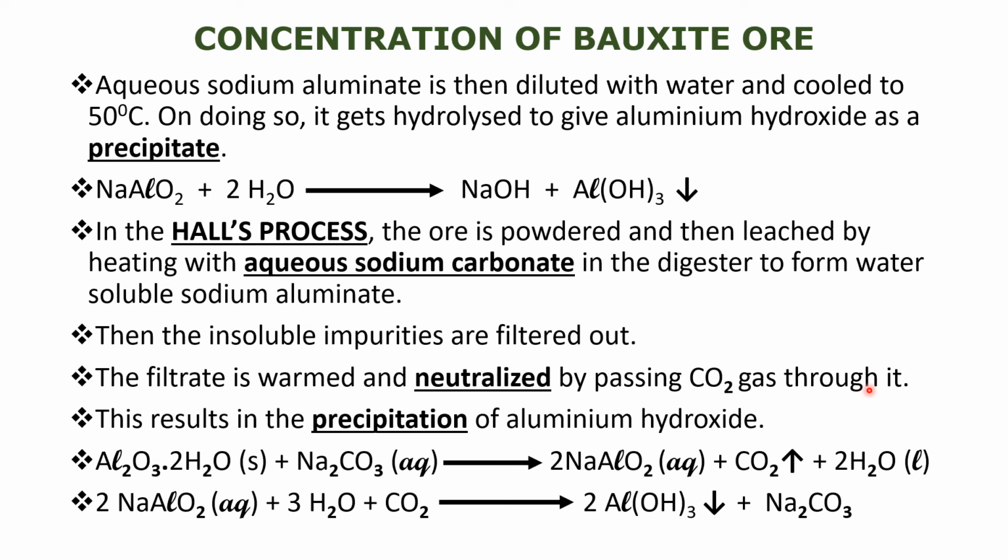What is the process? That other process was the Bayer's process, and this is the Hall's process. In Bayer's process, I use aqueous sodium hydroxide. In Hall's process, I use aqueous sodium carbonate. In Bayer's process, I add water and hydrolyze the sodium aluminate to give me aluminum hydroxide. In Hall's process, I pass carbon dioxide gas through the aqueous sodium aluminate to give me aluminum hydroxide as a precipitate. So I hope this is very clear. So let's continue.